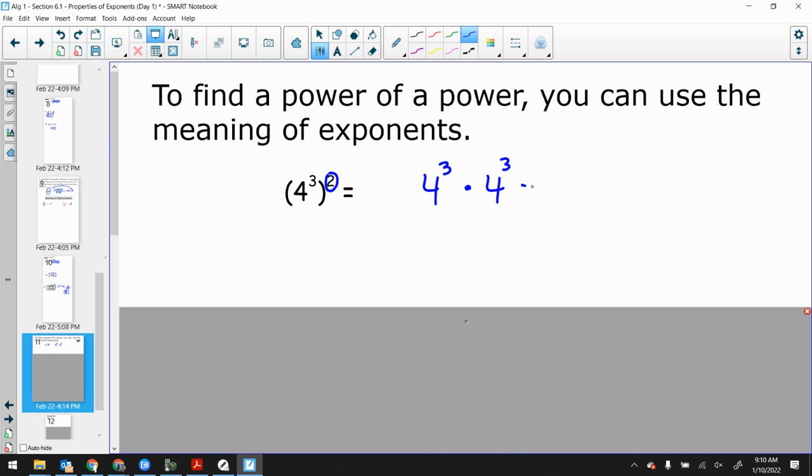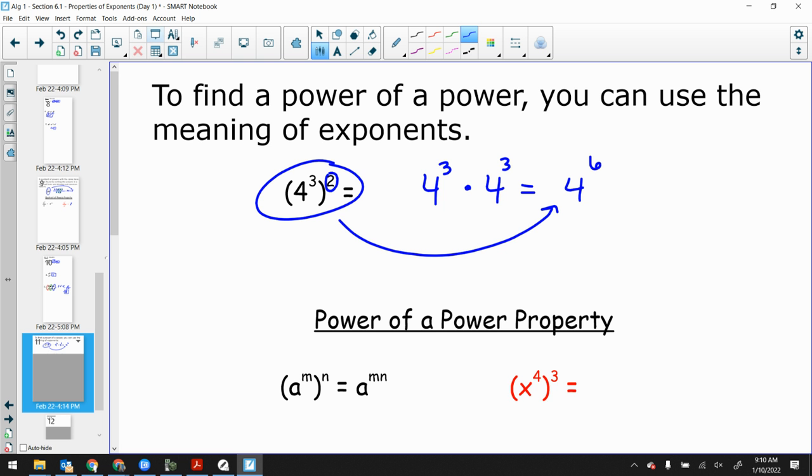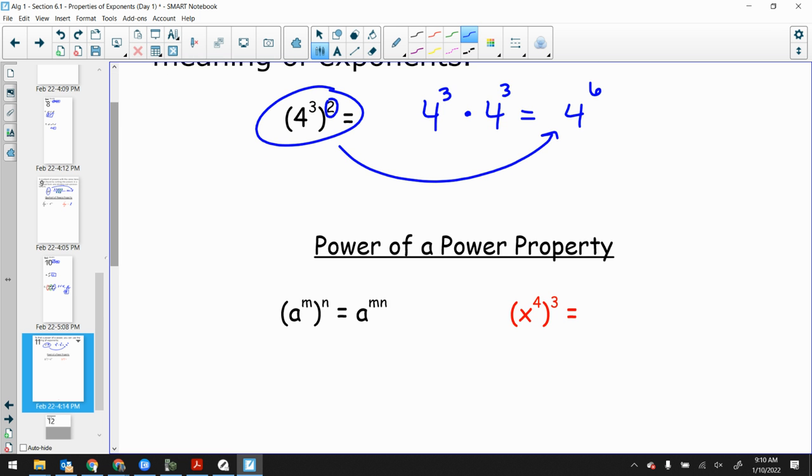Well, multiplication of the bases tells me to do what to my exponents? Addition, right? So 4 to the 6th. Can anybody tell me the shortcut to go from here to here? 4 times 2. Multiplication, 3 times 2. Multiplication. That's the property. Go ahead and write that in.